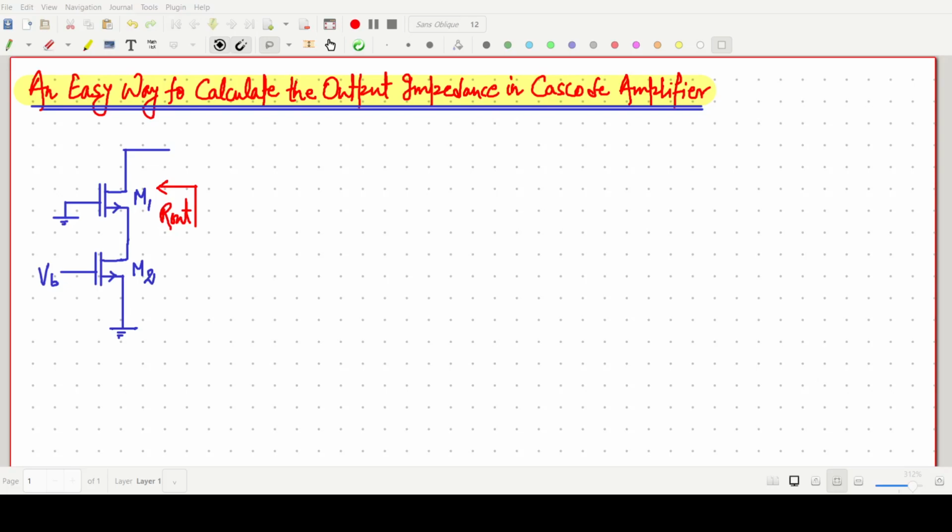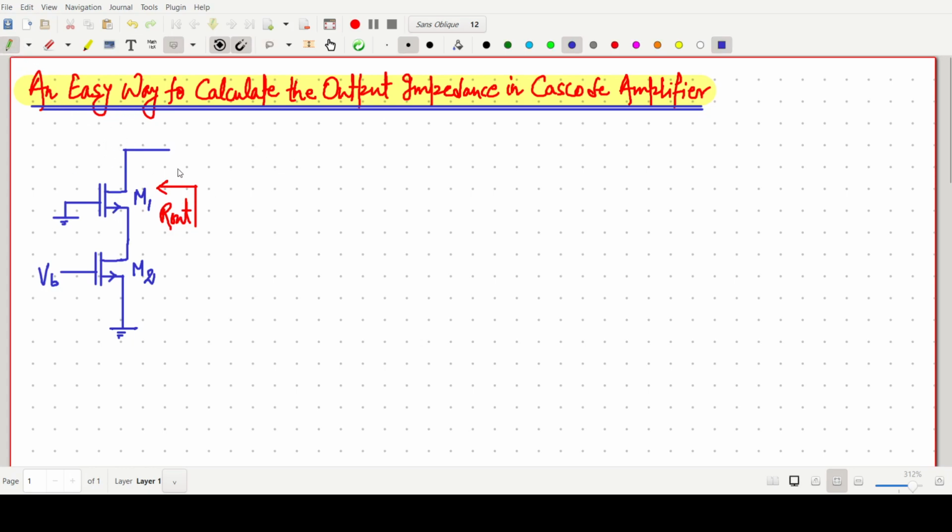Welcome everyone. In this video lecture, we will find out the output impedance in a cascode amplifier. Basically, we are going for the output impedance because for the cascode current source, the output impedance will be high. So how can we easily find the output impedance using this circuit?